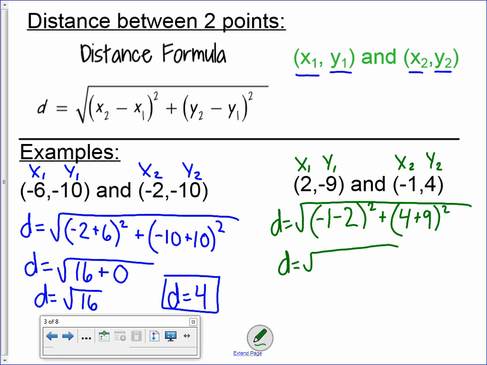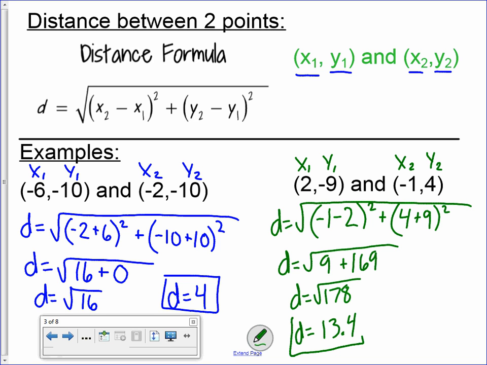-1 minus 2 is -3, and -3 squared is +9. 4 plus 9 is 13, and 13 squared is 169. When I add those together, I get the square root of 178. Now, when I take the square root of 178, it does not come out to a nice whole number. We get a long decimal. So make sure you pay attention to your rounding directions. And in this case, if we round to 1 decimal place, your final answer should be 13.4.